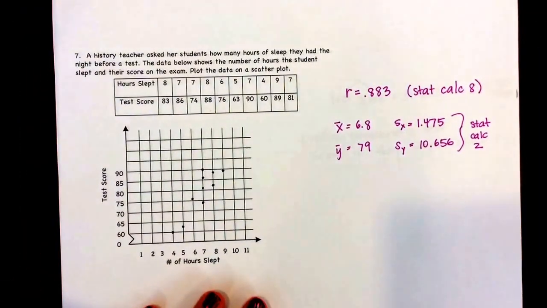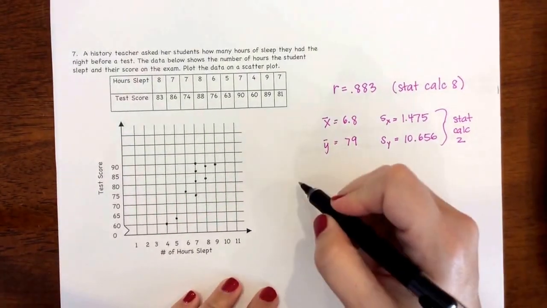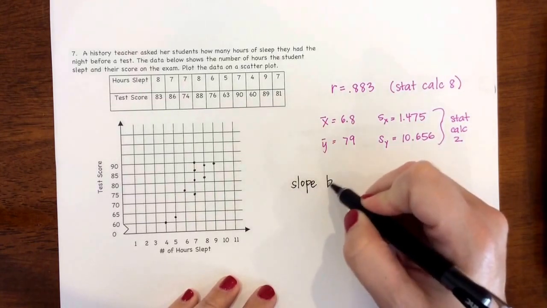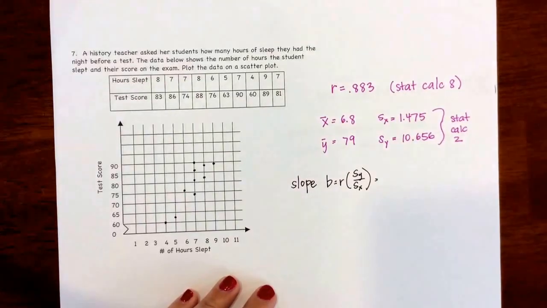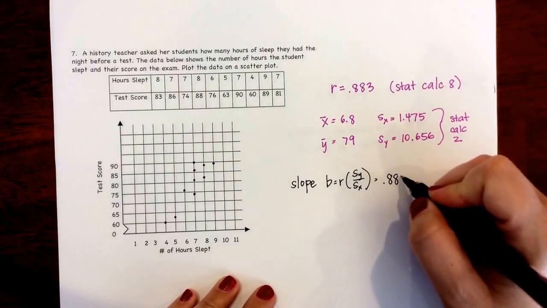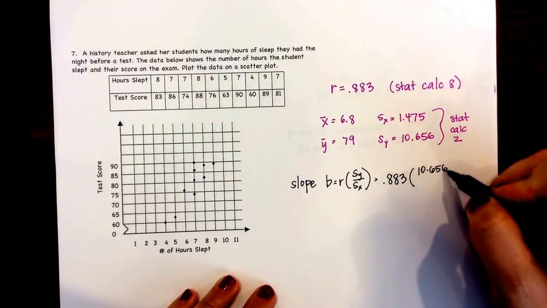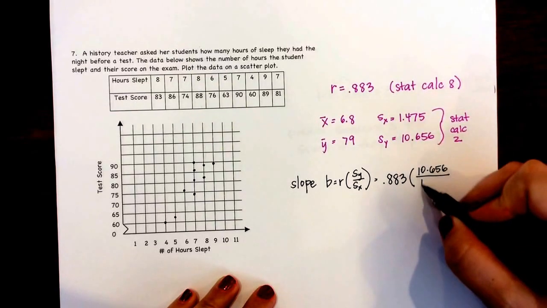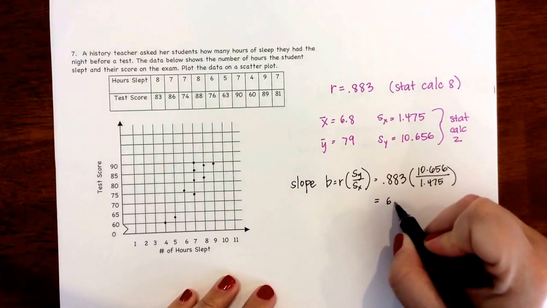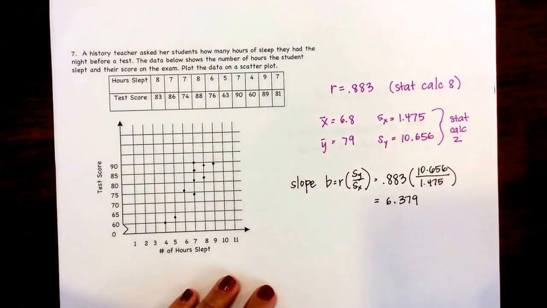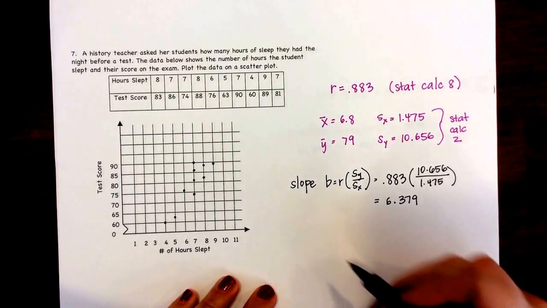Okay, so here are the equations, this is what we should have got. I just moved over the equations for slope, so let me rewrite them really quick. Slope is the correlation times the standard deviation of y over the standard deviation of x. So we know that the correlation in this problem is .883. The standard deviation of y is 10.656, and the standard deviation of x is 1.475. To save time, I've already worked this out, and it comes out to 6.379. So as you're watching the video, just push pause and do these problems out and see if you're getting the same thing I am.